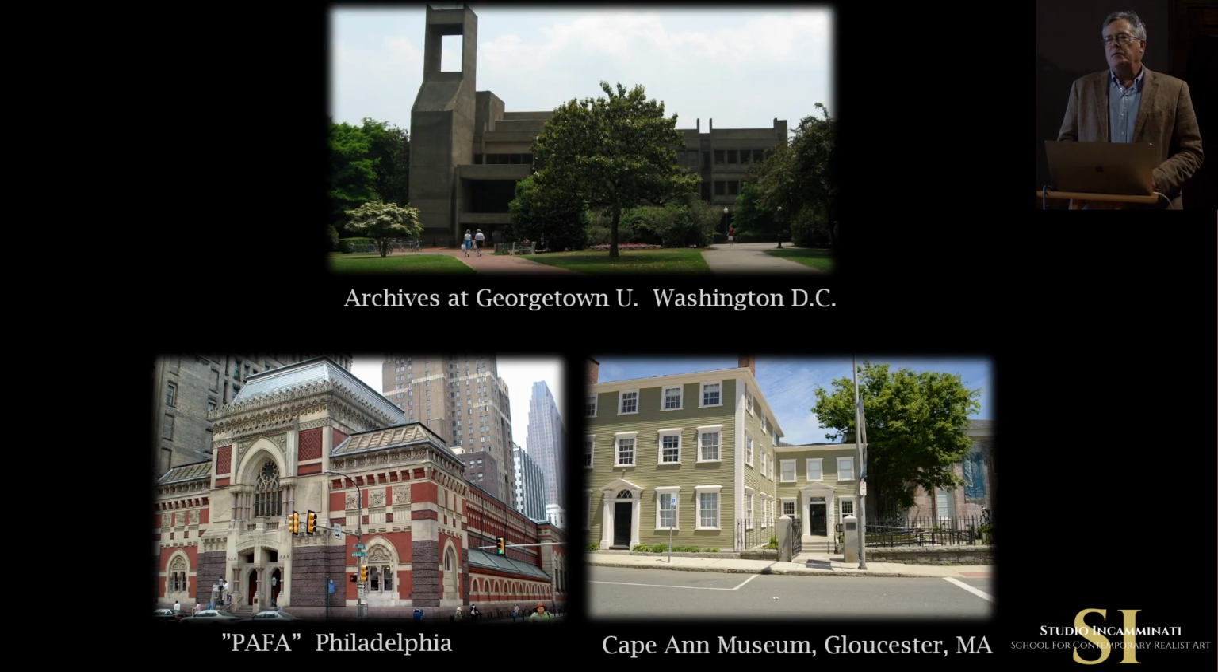Well, there are archives that helped with all of this, not only for Cecilia, but for Ernesta. Ernesta's papers are housed at Georgetown University in Washington, and Cecilia's documents are spread between the Pennsylvania Academy of Fine Art here in town, as well as the Cape Ann Museum in Gloucester, Massachusetts. And Gloucester became the summer home for Cecilia once she achieved great monetary success.